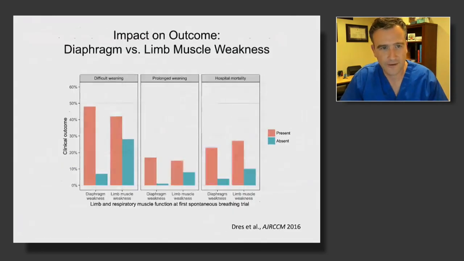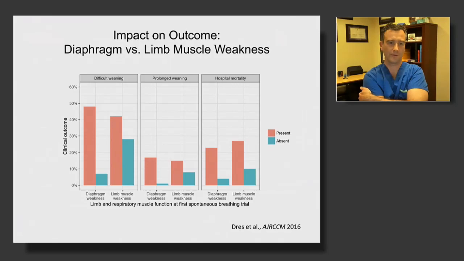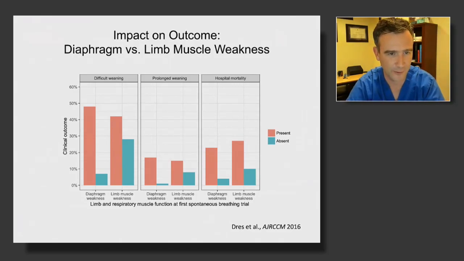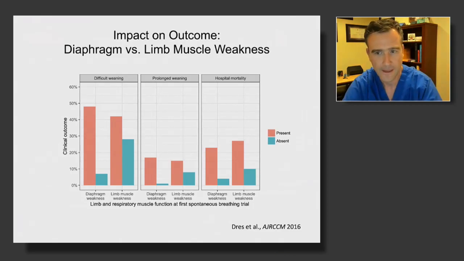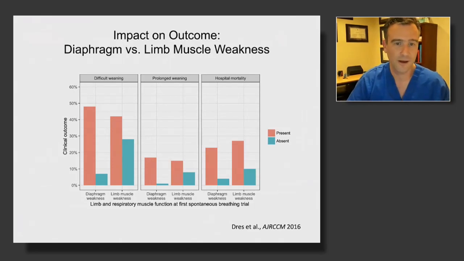There's evidence that patients with diaphragm weakness are at very high risk of developing difficult weaning, prolonged weaning, or dying in hospital. If you look at this figure, the y-axis is the percentage of patients who have the outcome, whether difficult weaning, prolonged weaning, or mortality. The patients in the pink bars are those with diaphragm or limb muscle weakness, and the patients in the turquoise bars are patients with no diaphragm or limb muscle weakness. As you can see, the patients who have diaphragm weakness are at far higher risk of difficult weaning, prolonged weaning, or hospital mortality in comparison to patients without diaphragm weakness.